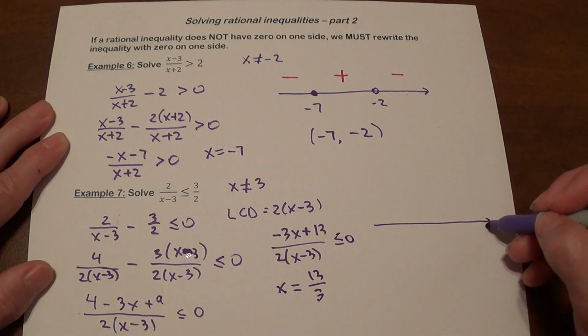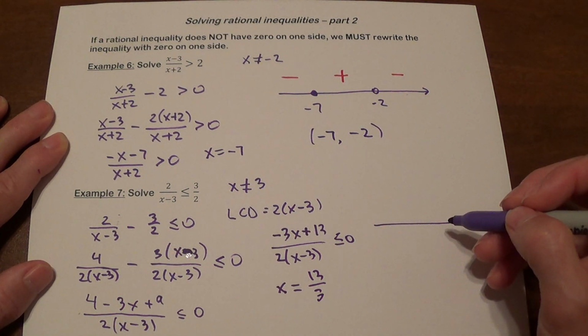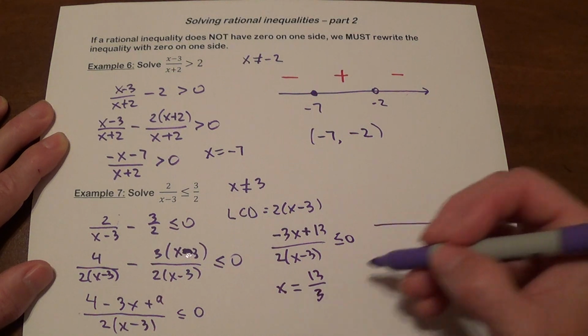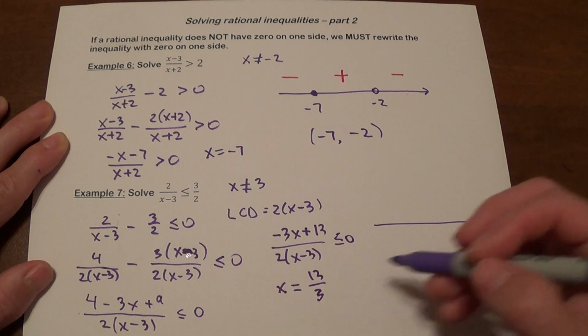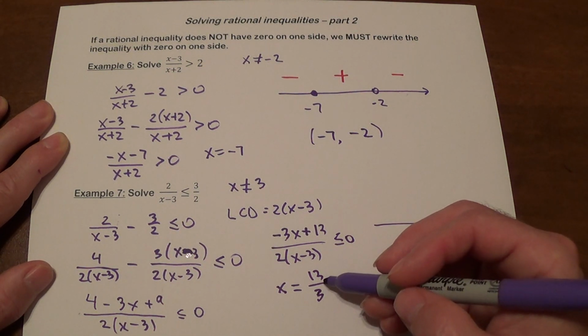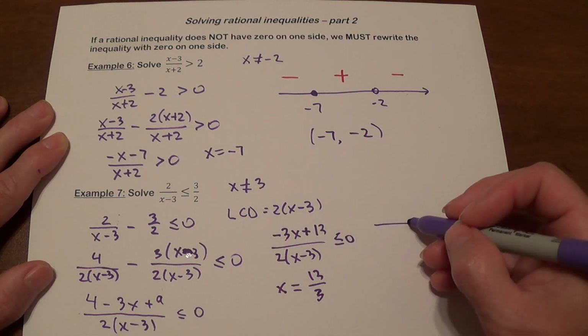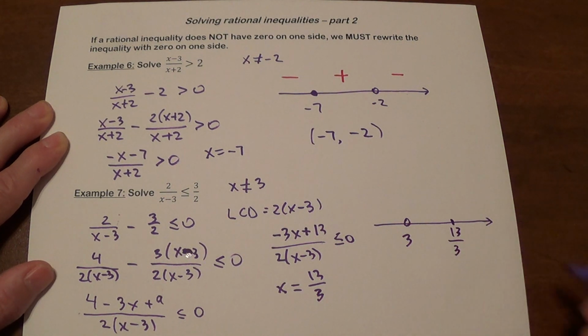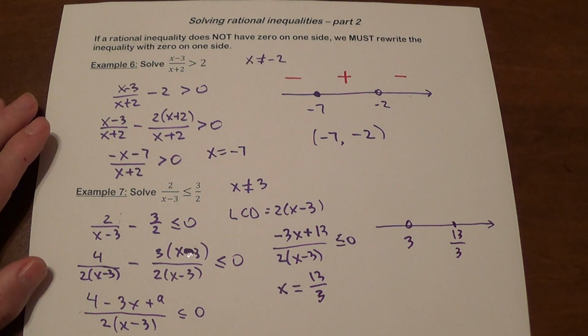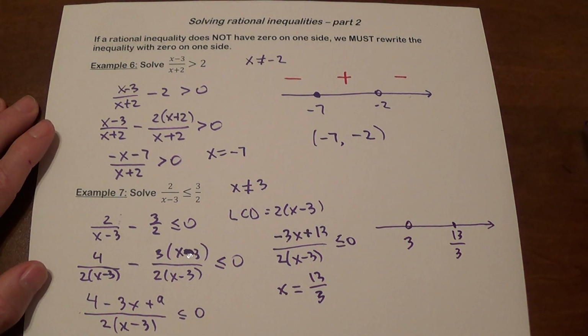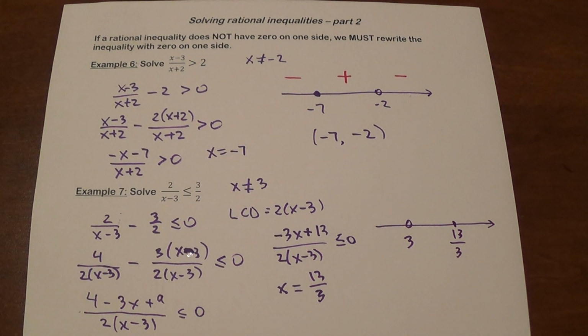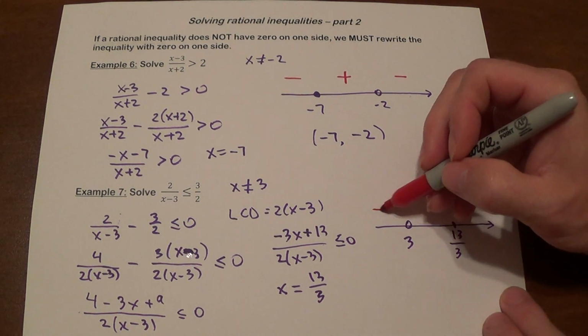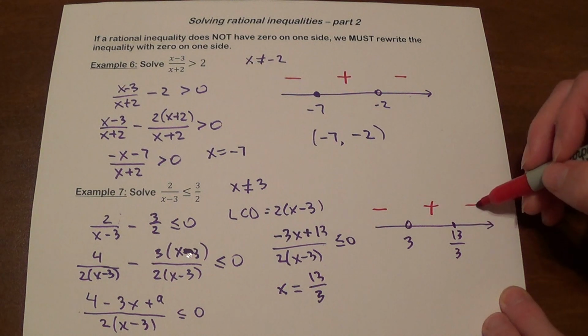Number line. So we have, alright, 13/3 is a little bit more than 4, right? Because 12 over 3 is 4, so it's a little more than 4. So 3 goes here, and 13/3 goes here. Alright, so how do the signs distribute here? The signs are going to go by testing the values. You're going to get minus, plus, minus.